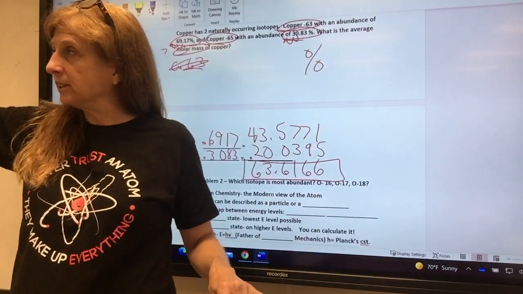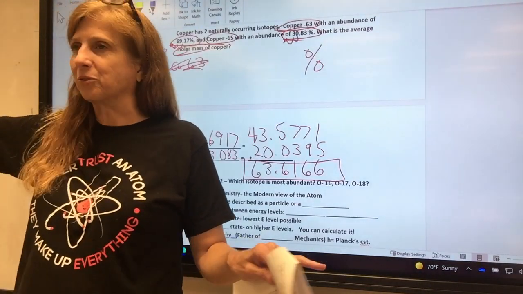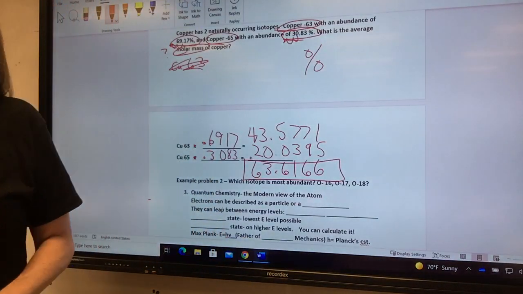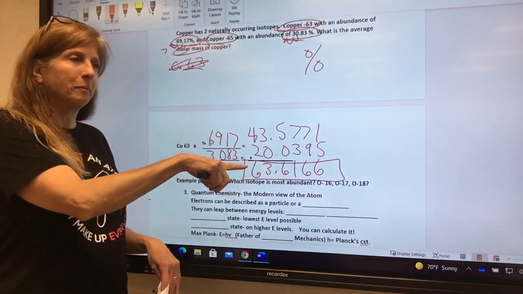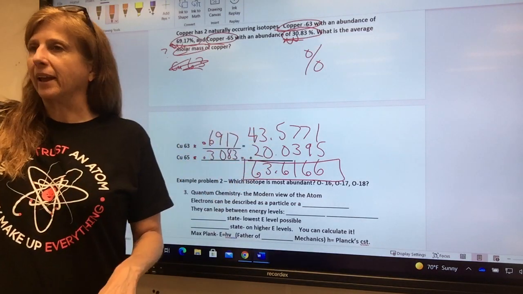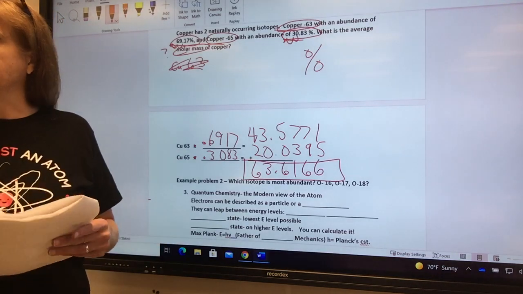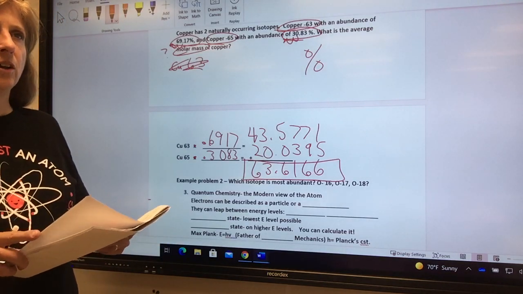Oh, I know what the answer is. It's written on the periodic table. We'll just write it down. Nope, won't work. You have to show your work, and this won't necessarily make what your periodic table says. Okay? Questions about that? All right.